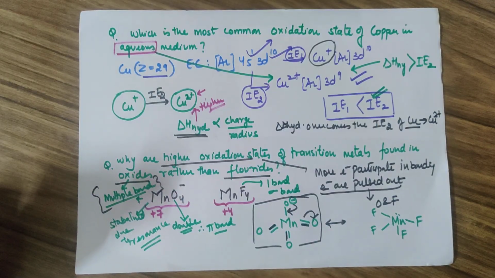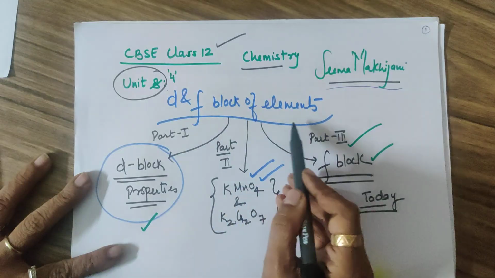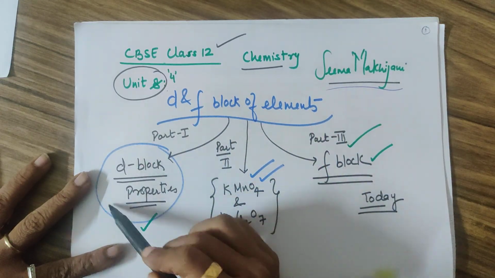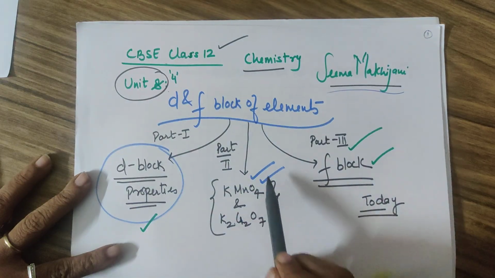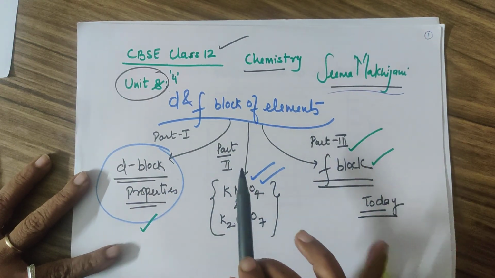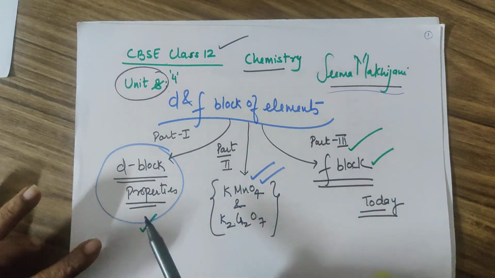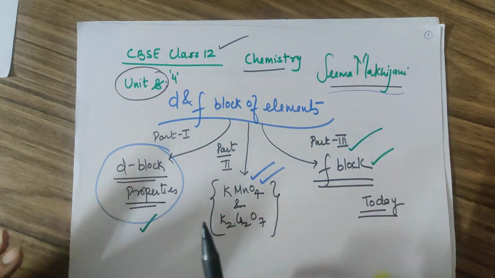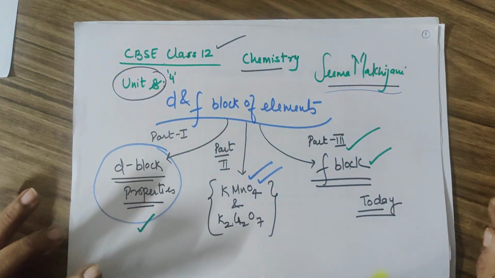Fine. With this, we come to the end of the D and F block of elements. The general properties of D block of elements is what we did today. And already on the channel, you have part 2 and part 3. So with part 1, I complete the chapter. It was a requirement of the hour, but I had difficulty in doing that due to some of my prior commitments. But I hope with this, all of you have got enough content on the channel.